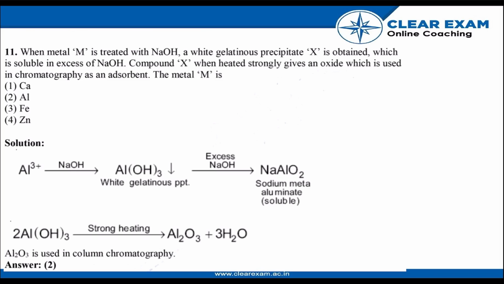So, in this question, it is given that the metal M is treated with NaOH and a white gelatinous precipitate X is obtained. Except Fe, the other three metals form a white precipitate with sodium hydroxide, and upon heating form a metal oxide. So let's cut Fe. But among these three metals, that is aluminium, zinc, and calcium, aluminum oxide is used as an adsorbent in chromatography.